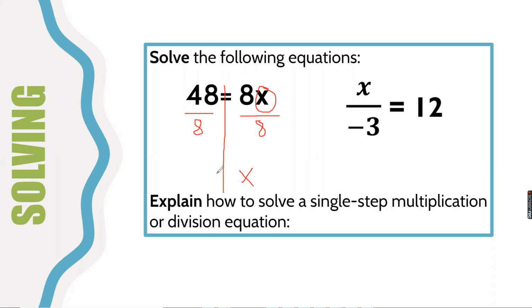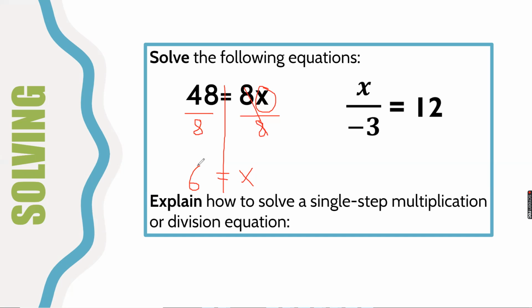I'm copying that symbol down, so I'm making sure that I write the same symbol. 8 divided by 8 makes that go away, and we're left with just an x, which is actually what we want. Now we're going to do the same thing to the next side. We're going to take 48 divided by 8, and that should give us 6.